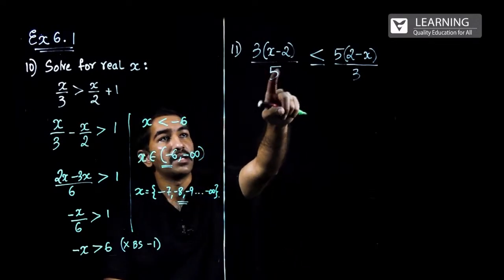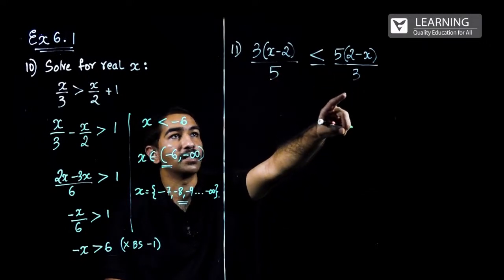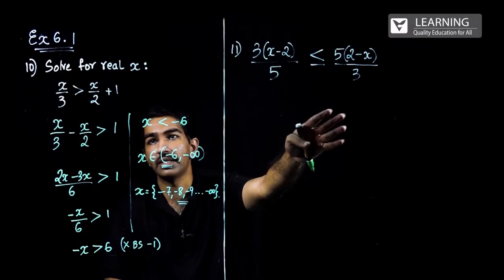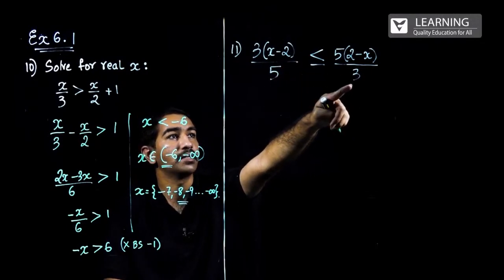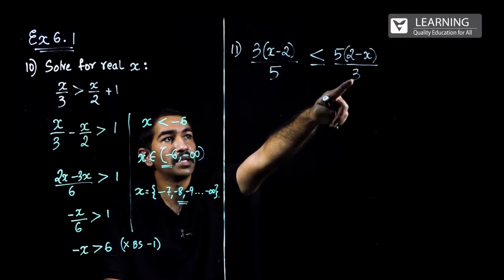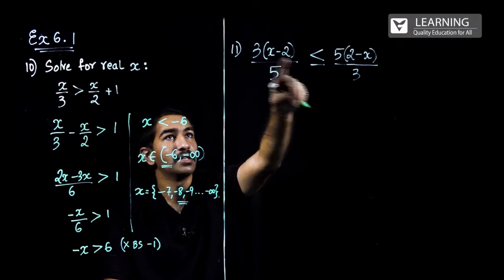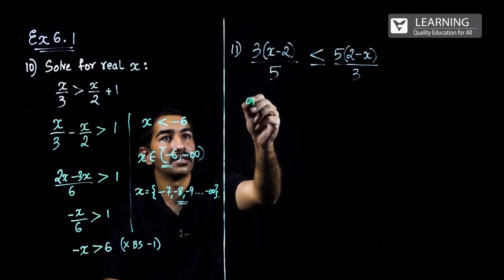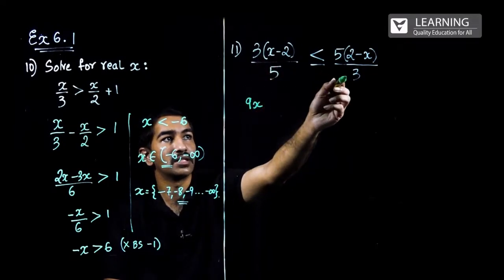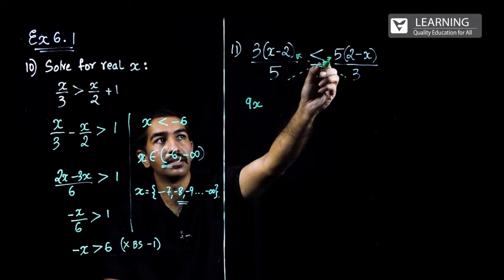Same thing: 3(x - 2)/5 ≤ 5(2 - x)/3. So the very first step we have to do here is cross multiply. So this 3 here will become 9, and this 5 here will become 25. So 9 into x is 9x. So this is being cross multiplied here, students. This is also being cross multiplied here.